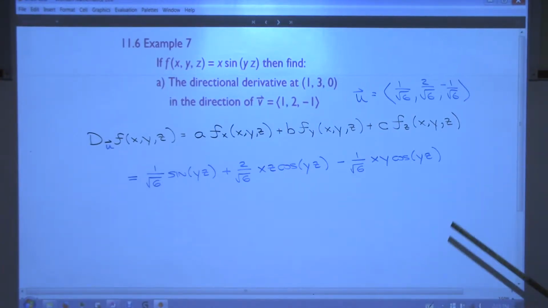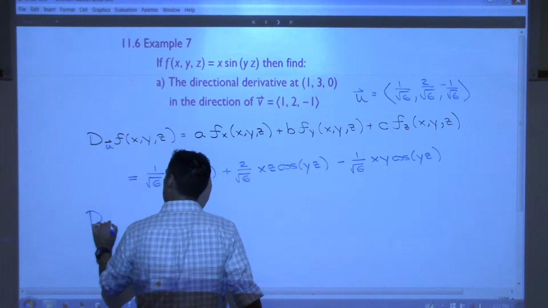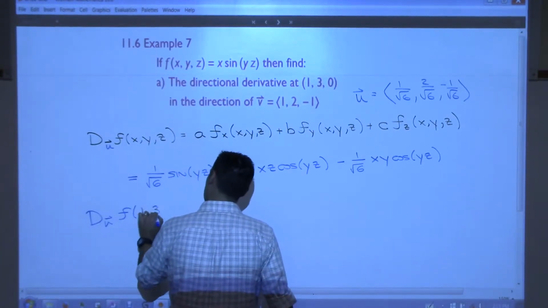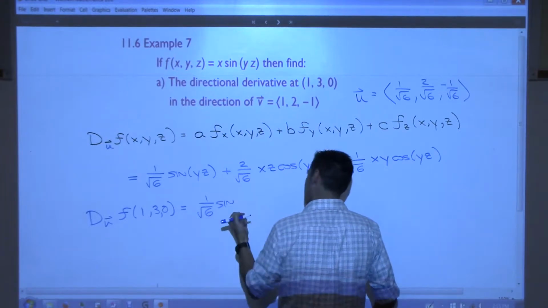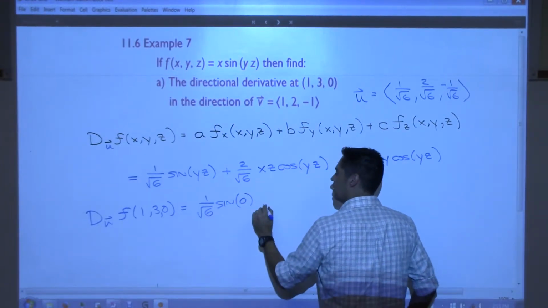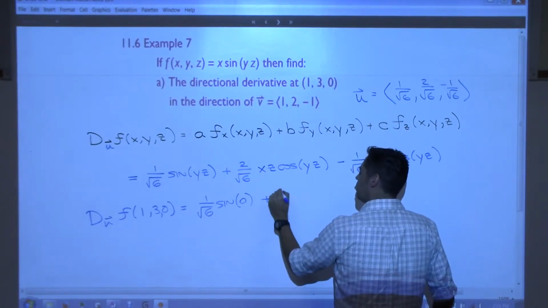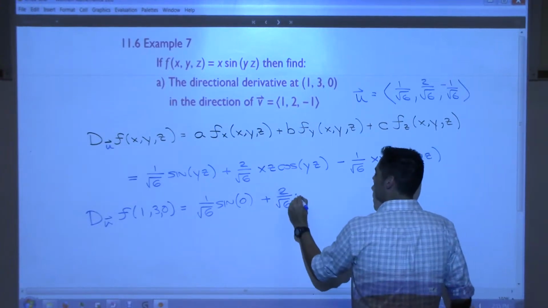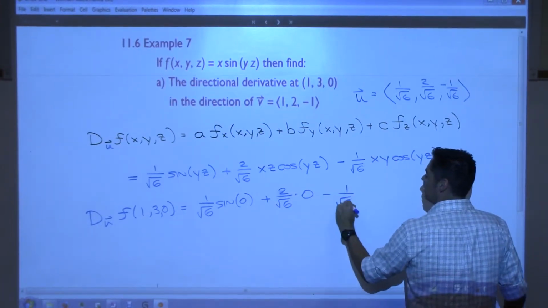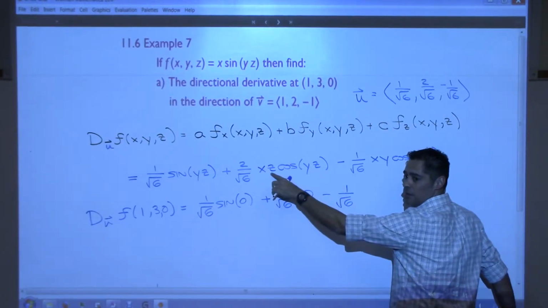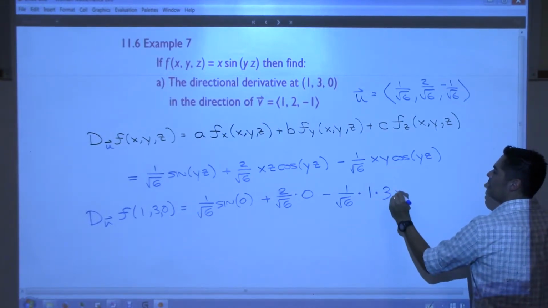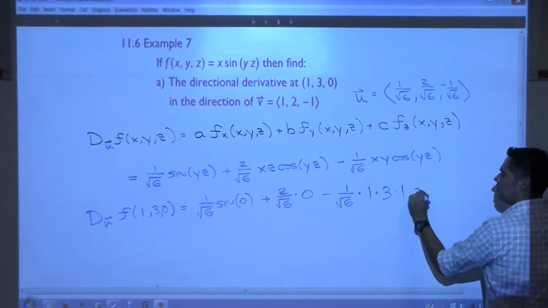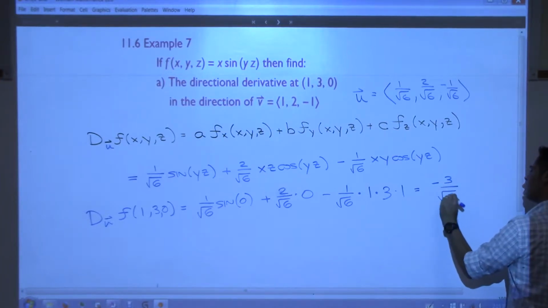And now I'm going to plug in 1, 3, 0, right? So the directional derivative in the direction of u of the function at (1, 3, 0) is 1 over root 6 sine of, yes, sine of 0, right? Because z is 0. That's all gone, isn't it? Plus 2 over root 6. Yes, 0 again. Minus 1 over root 6. Right, this one's 0 because z is 0, right? Okay. This one, not so much, right? And so 1 times y, which is 3. Cosine of 0 is 1. So 1. So this is just going to be negative 3 over root 6.